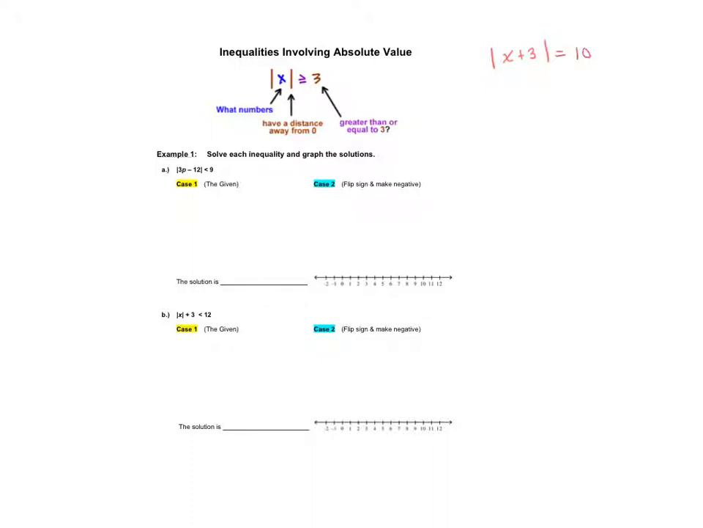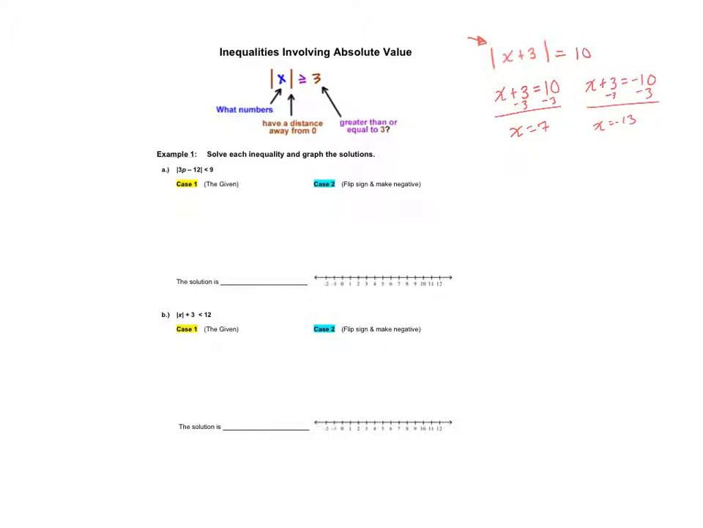And we had to write our two cases. Case 1, where we remove the absolute value bars, we set it equal to a positive 10, and case 2, where we set it equal to negative 10. The big mistake that people make is that these absolute value bars have to be isolated prior to writing our two equations. And then we solve as normal, and we end up with x equals 7 and x equals negative 13.